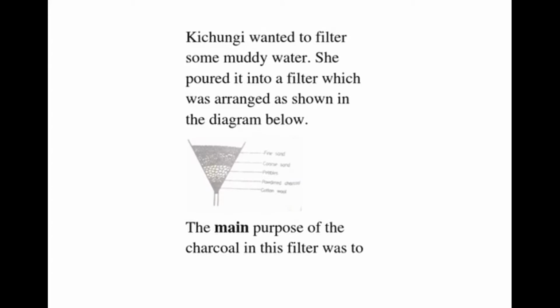Kichungi wanted to filter some muddy water. She poured it into a filter which was arranged as shown in the diagram below. So we have the filter: fine sand, coarse sand, pebbles, powdered charcoal, and cotton wool. The main purpose of the charcoal in this filter was to, when you look at the filter, it was supposed to remove the soil particles that had made the water to be muddy.